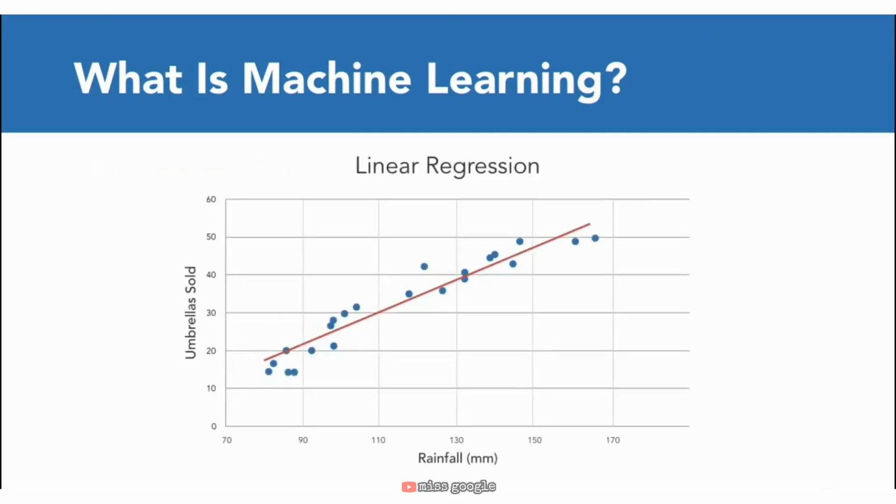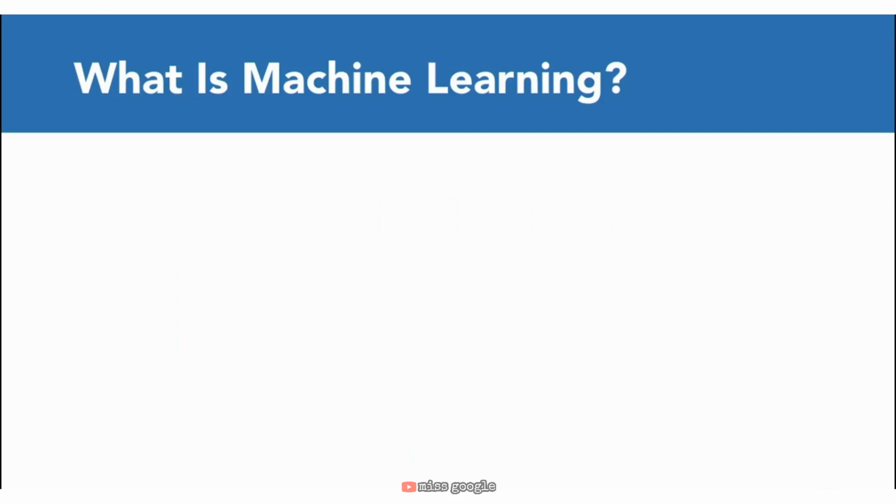Let's look at a really simple example of machine learning. So this is a very simple single variable linear regression. This plot is showing the number of umbrellas sold based on the amount of rainfall. So the model seeks to predict how many umbrellas will be sold based on the amount of rainfall. The model in this image is just represented by this red best fit line.